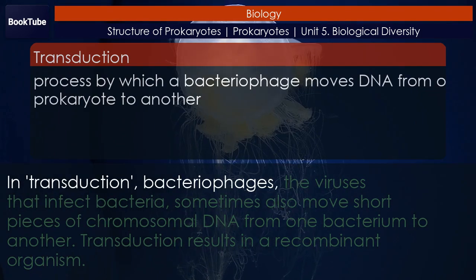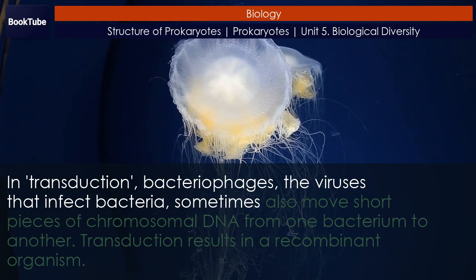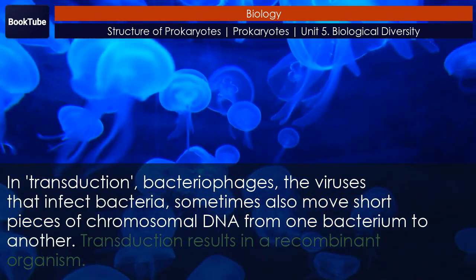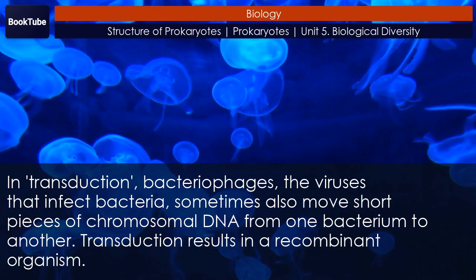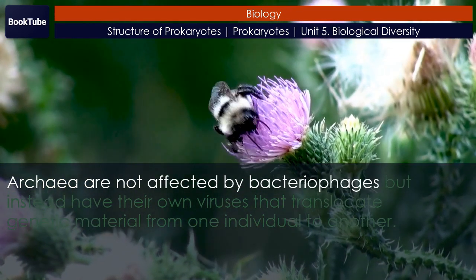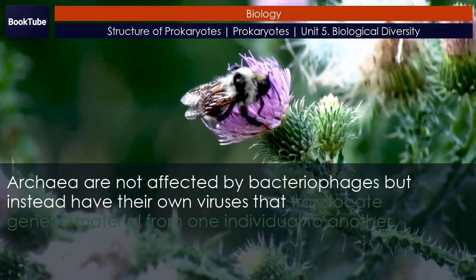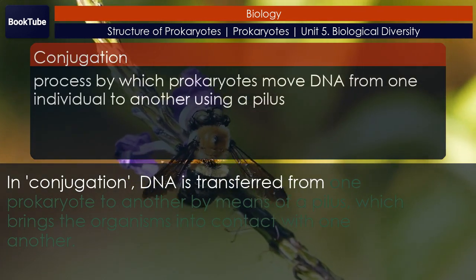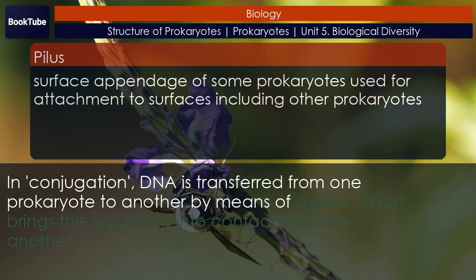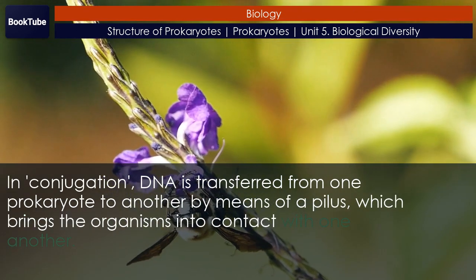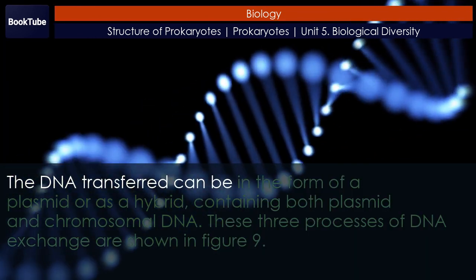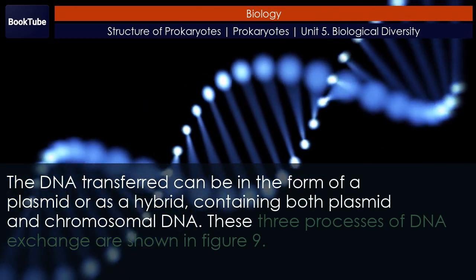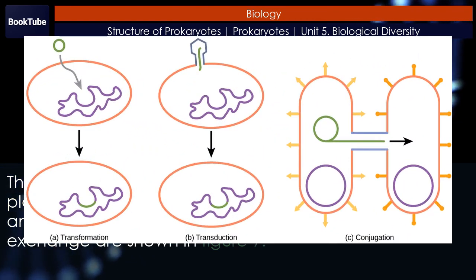In transduction, bacteriophages, the viruses that infect bacteria, sometimes also move short pieces of chromosomal DNA from one bacterium to another. Transduction results in a recombinant organism. Archaea are not affected by bacteriophages but instead have their own viruses that translocate genetic material from one individual to another. In conjugation, DNA is transferred from one prokaryote to another by means of a pilus, which brings the organisms into contact with one another. The DNA transferred can be in the form of a plasmid or as a hybrid, containing both plasmid and chromosomal DNA. These 3 processes of DNA exchange are shown in Figure 9.